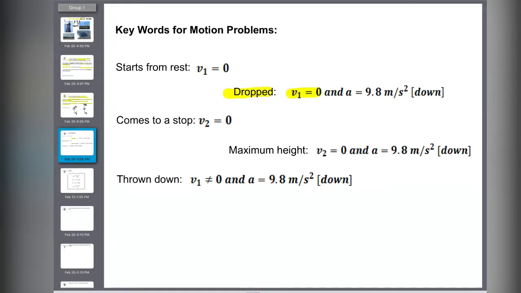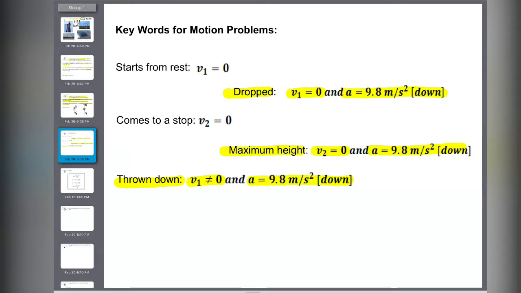Some key terms you would need to know. Whenever they use the word drop, they're telling you that v1, the starting speed, is 0. And you also know when something is dropped, it's under the influence of accelerating due to gravity, so I have 9.8. Another situation is if they tell you the object is at the maximum height. What they're implying is that as you throw something upwards, it goes faster, and then eventually slower and slower because it's going against gravity. At maximum height, the object has a final velocity of 0. Acceleration is still 9.8. Okay?